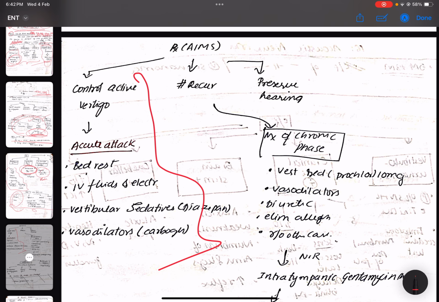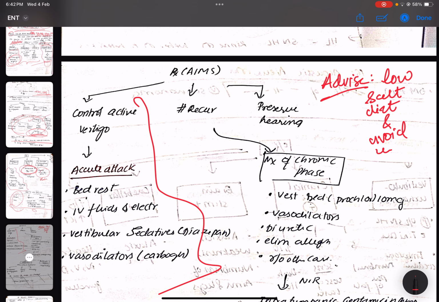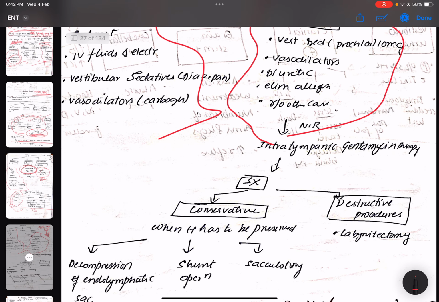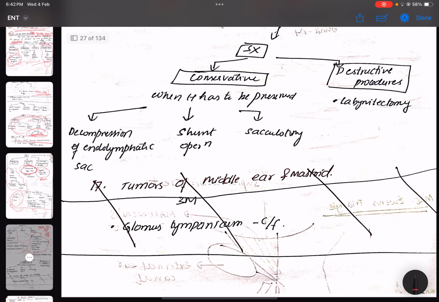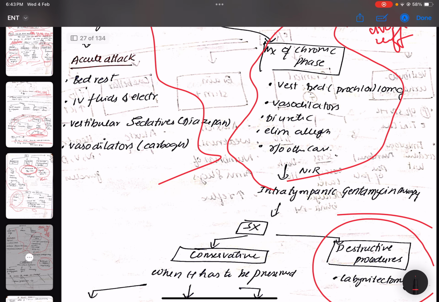The first thing is you have to control active vertigo, then also you have to advise a low salt diet and avoid caffeine. Then these are the ways you manage your chronic phase. And also you have to talk about hearing. If it's already a dead ear, that means the patient is unable to hear, obviously you go with labyrinthectomy. But if the patient has hearing, then you can try all the other things: vasodilator, carbogen, or betahistine.